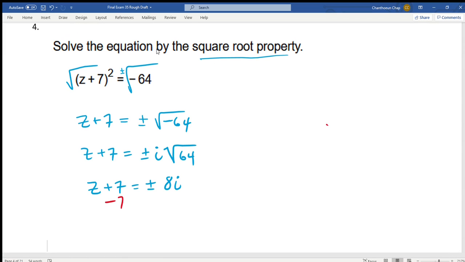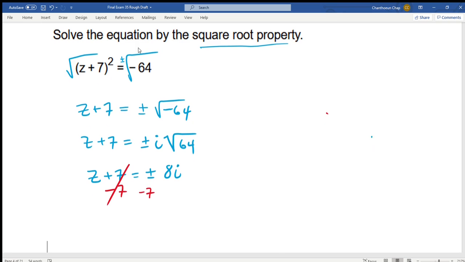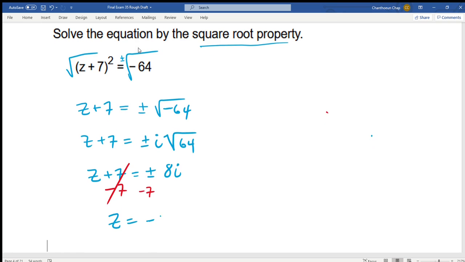We now can subtract 7 from both sides. And when you subtract 7 from both sides, do not subtract it behind the 8i. Always put it in front of the plus or minus so we don't accidentally take it away from 8. z simplifies to negative 7 plus or minus 8i. So this is our two solutions. The first one is negative 7 minus 8i, and the second is negative 7 plus 8i.